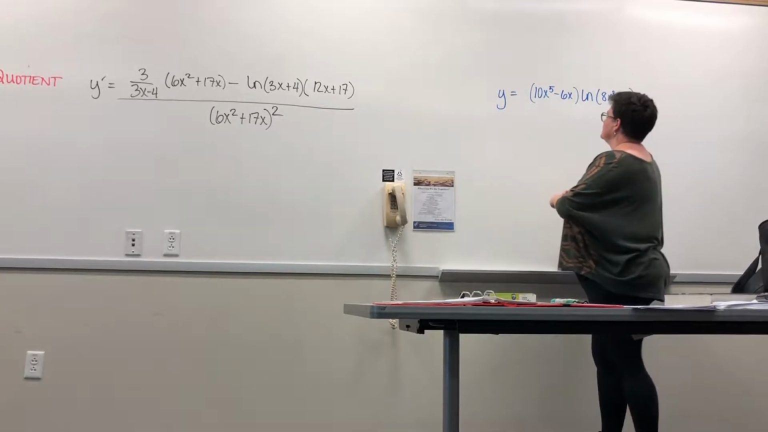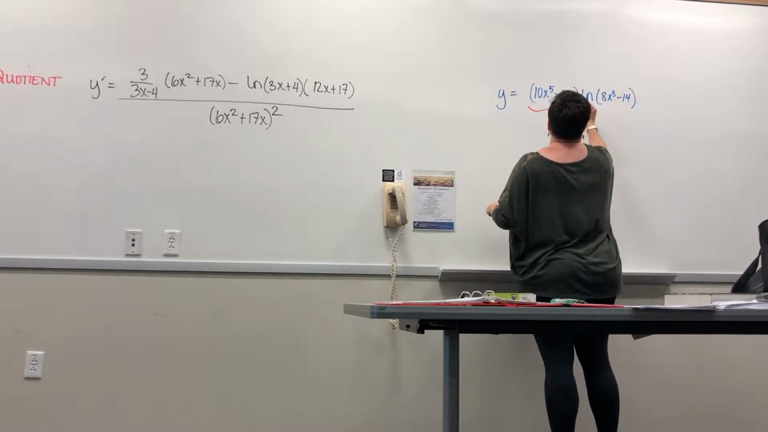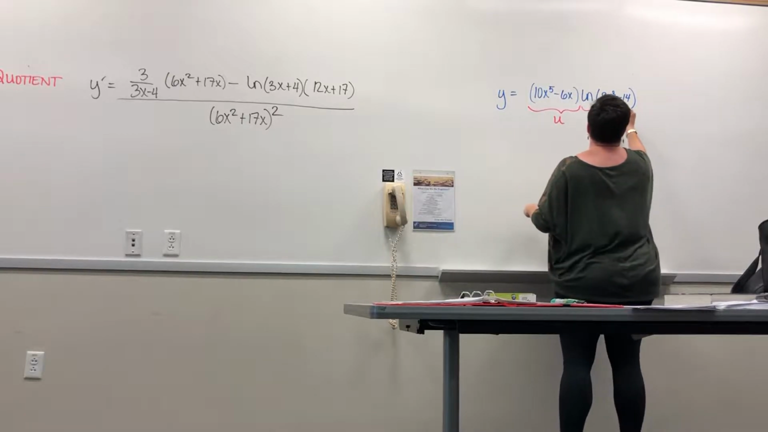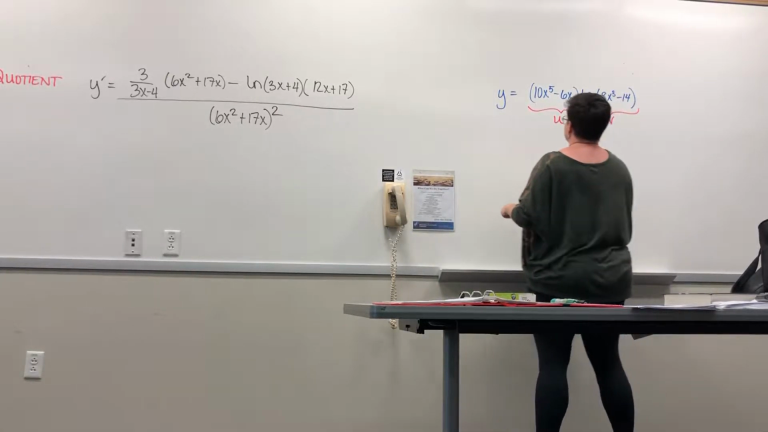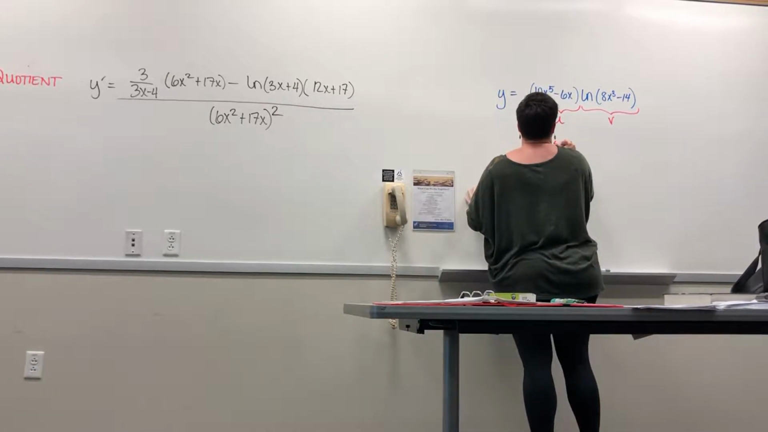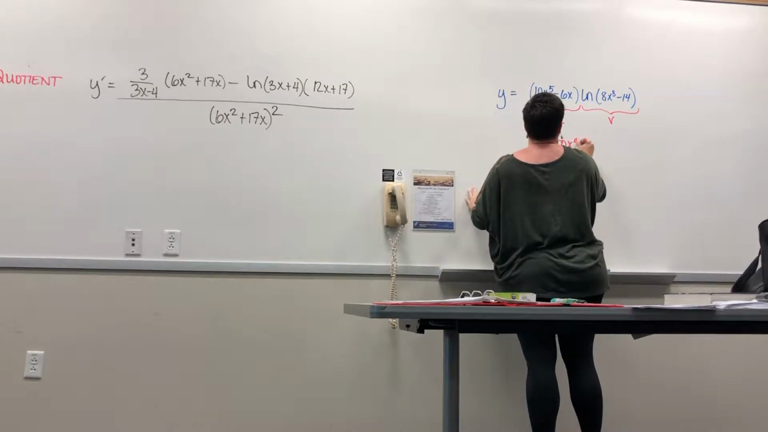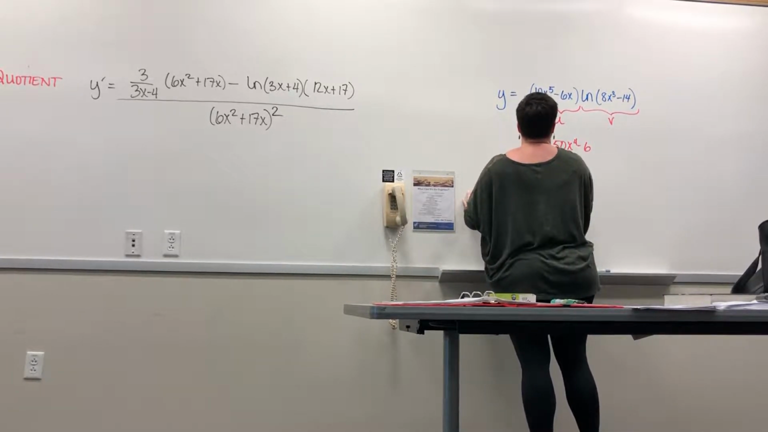Arguments for a product. Here's my U. Here's my V. U prime. V prime.